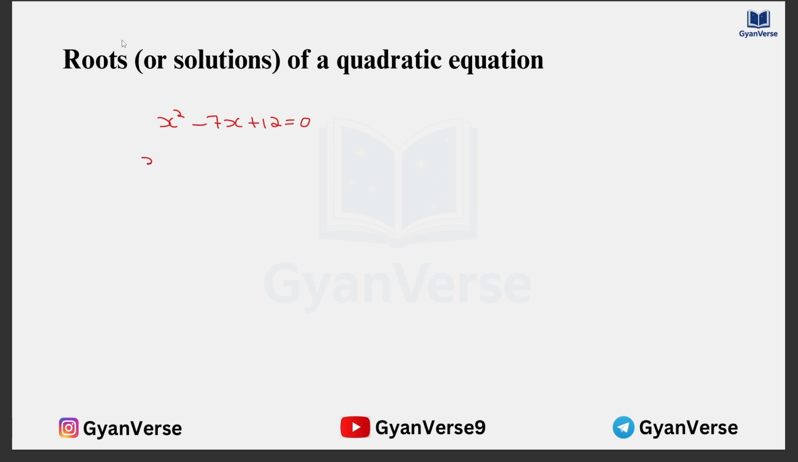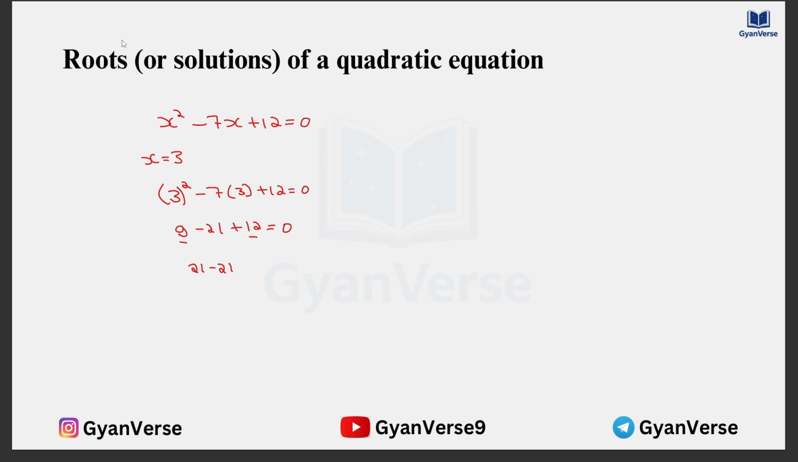Now, let's suppose I write x equals 3. Now put the value of x in the above equation. So the above equation will be written as 3 square minus 7 times 3 plus 12 equals 0. Now, what is the square of 3? 9, minus 21, plus 12 equals 0. Now solve this. 9 and plus 12 will be 21. 21 minus 21 is equal to 0.